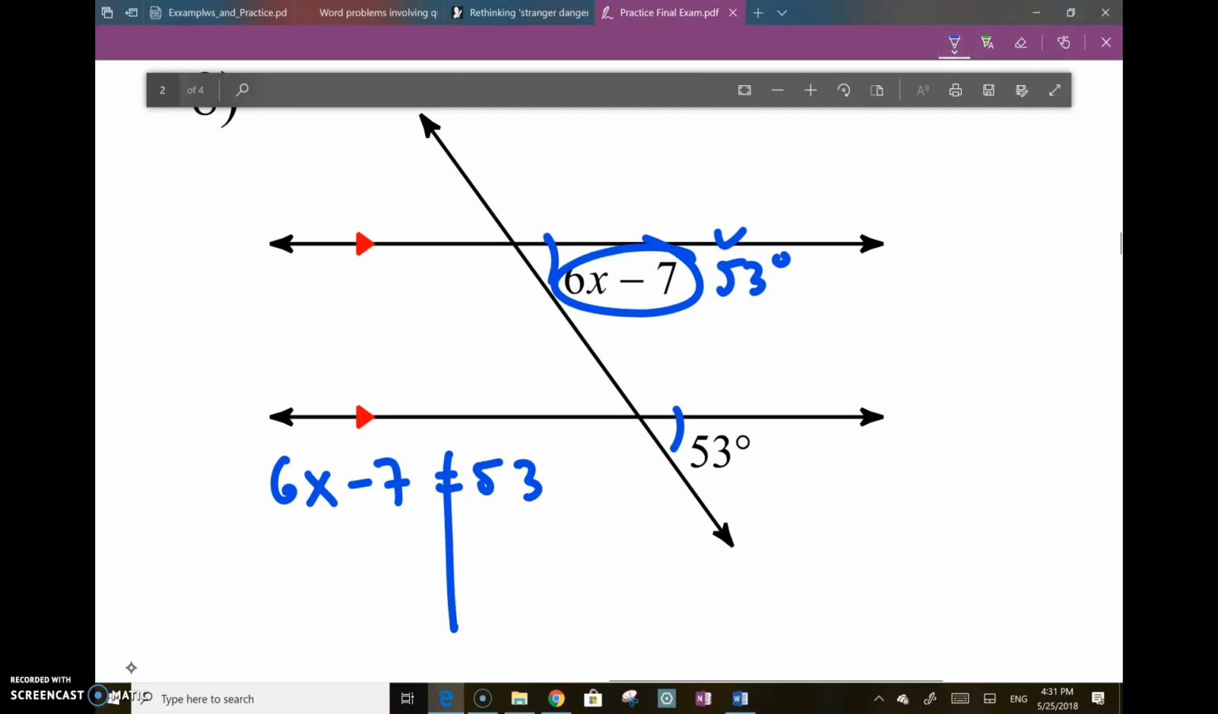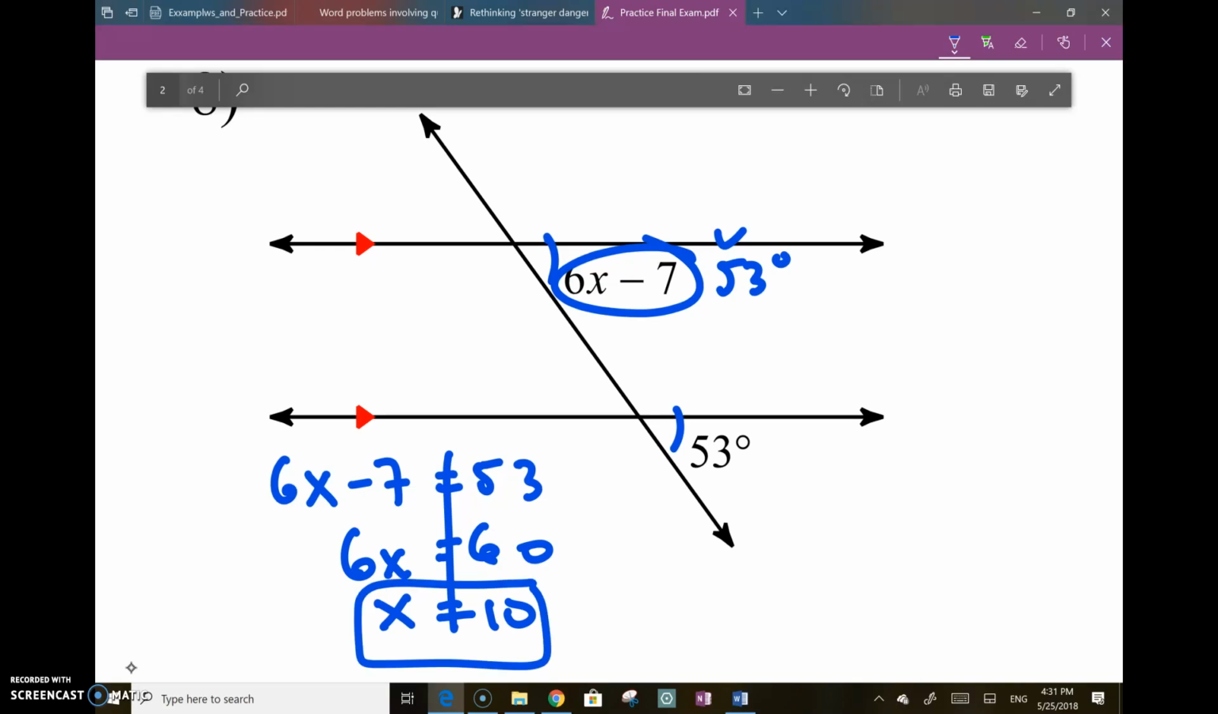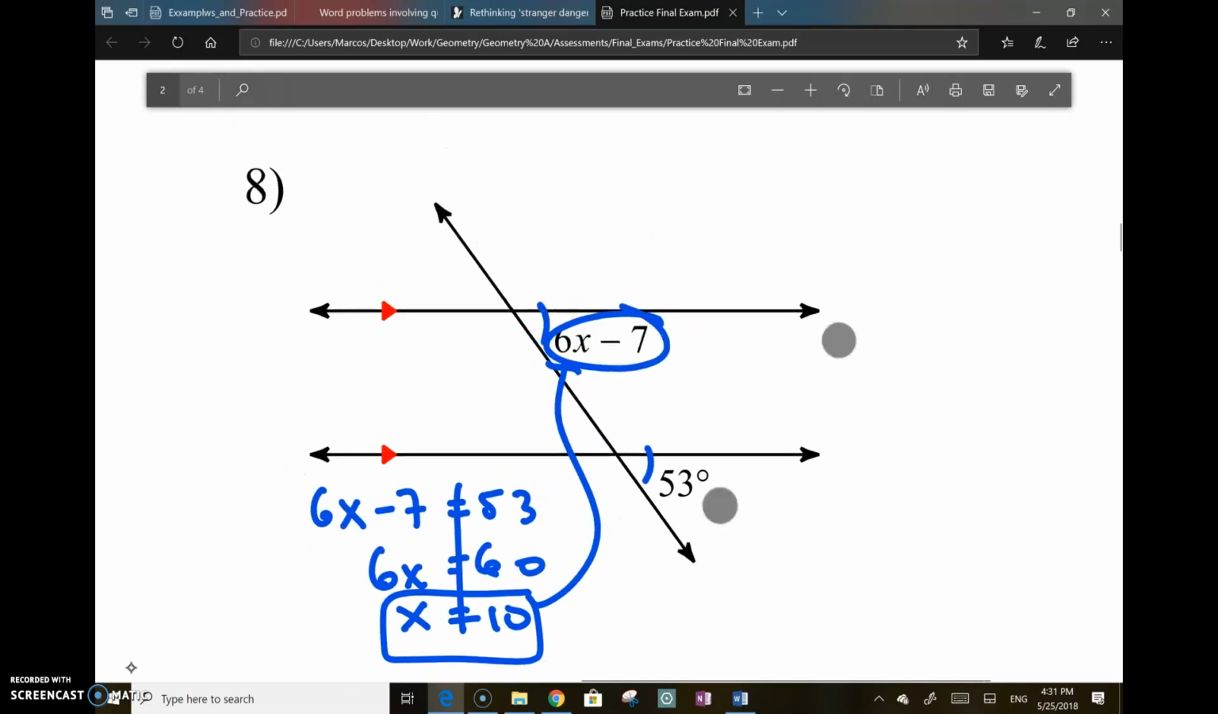So again, here's the equation, and then you just solve it. So 6x is equal to 60, and that means that x is now 10. Okay, so if you were to plug this in right there, you would get 60 minus 7, and that would give you 53. All right, moving on.